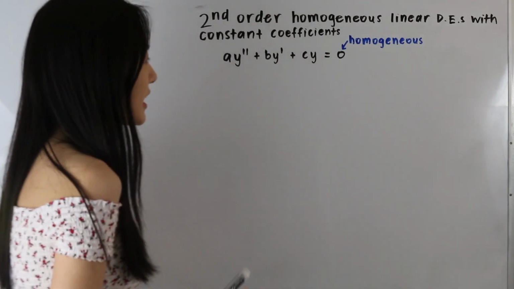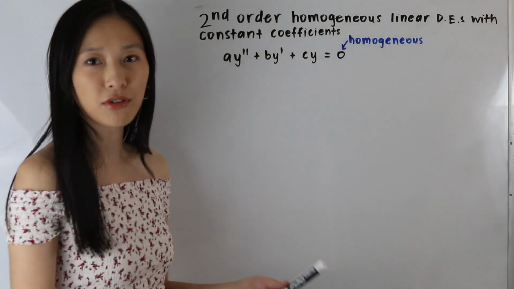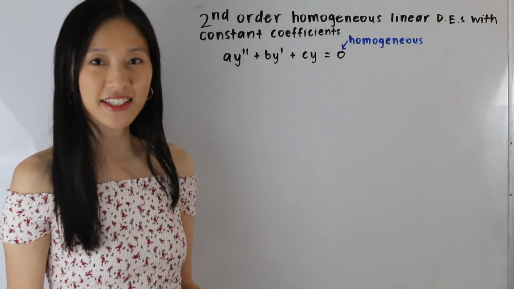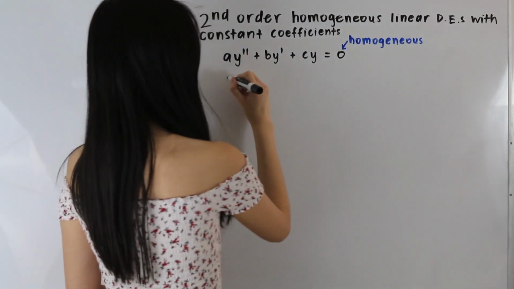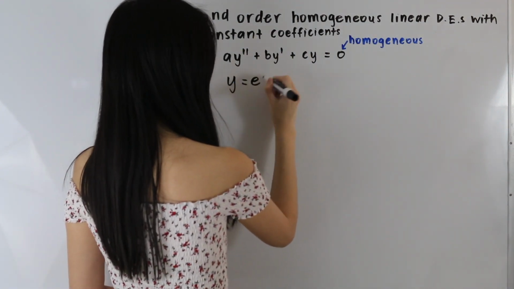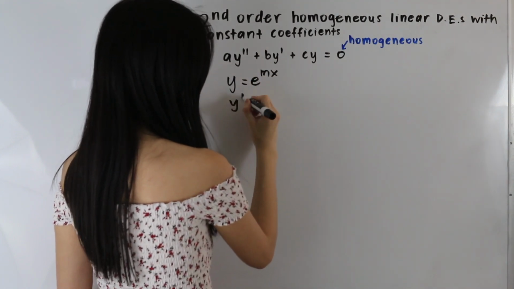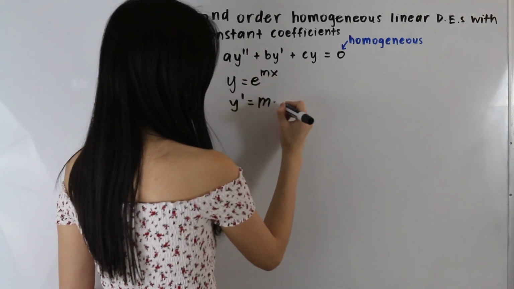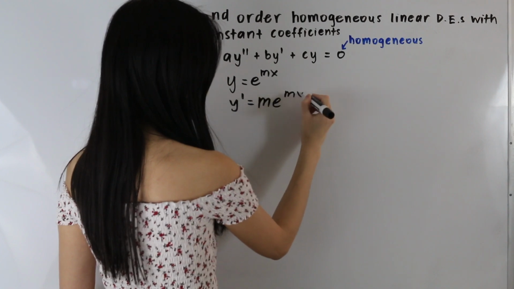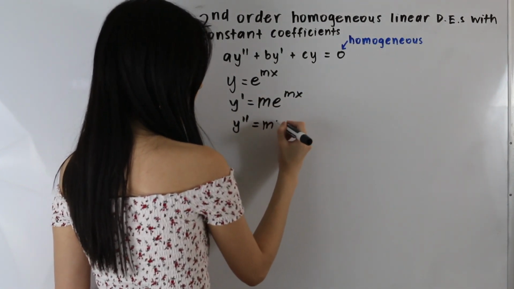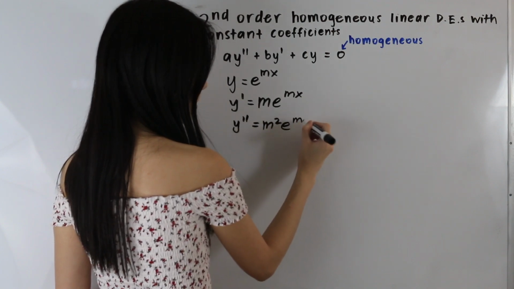So we need to think of a function. When we take its derivative, we get another multiple of that function. So a function that we know satisfies this criteria is y is equal to e to the mx, where m is some constant. So we take its first derivative, we get m e to the mx, and we take its second derivative, and we get m squared e to the mx.